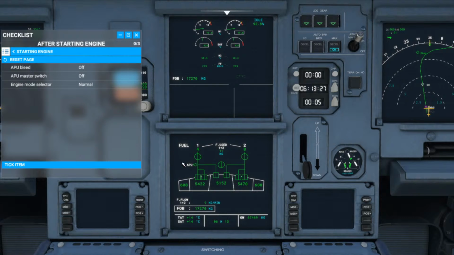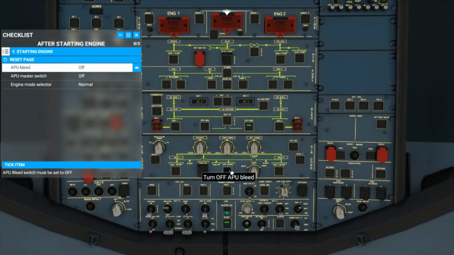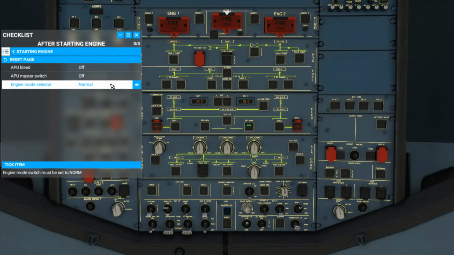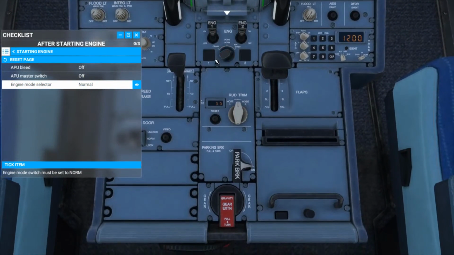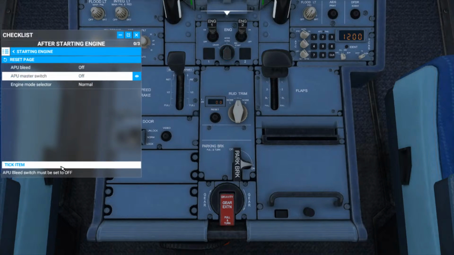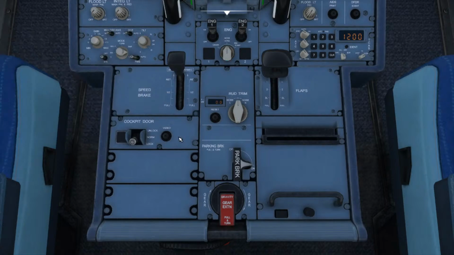So let's just wait until these things are actually getting stable, and then we're gonna switch off APU bleed. It's stable at the moment. See, the numbers are the same right now. It's 9 and 4. I don't know. I'm gonna check these numbers again. Anyway, APU bleed off. APU master switch off. And engine mode should be on normal. And that's it. We started the aircraft fully.